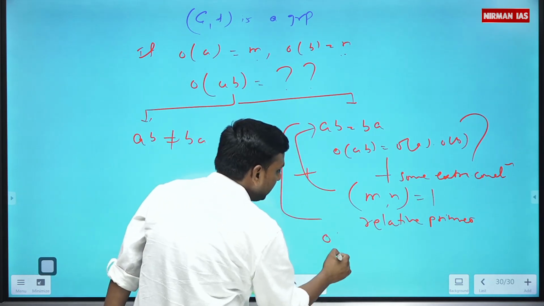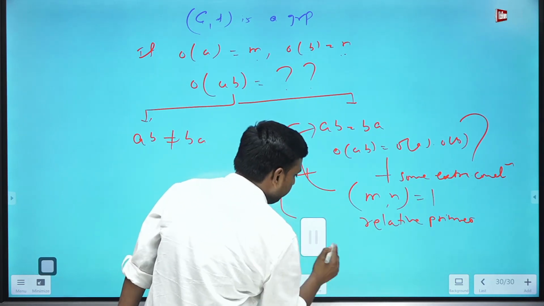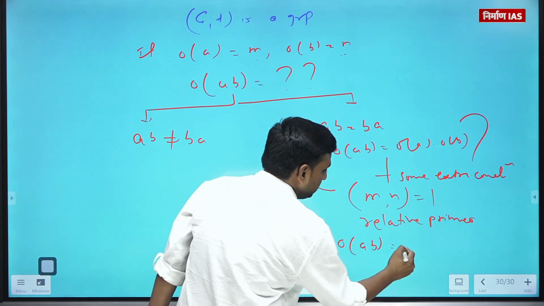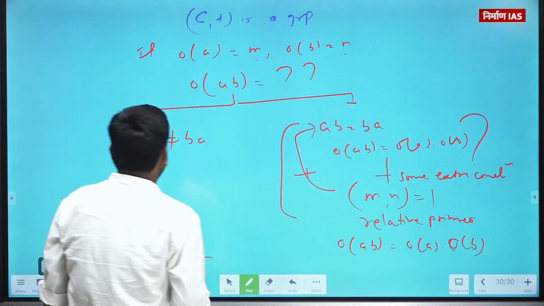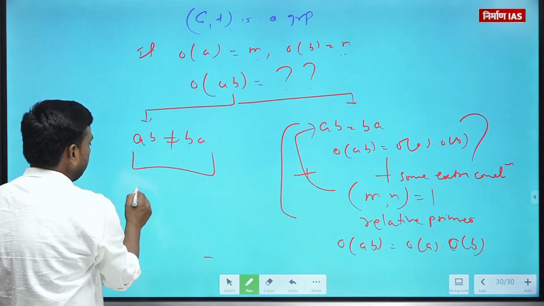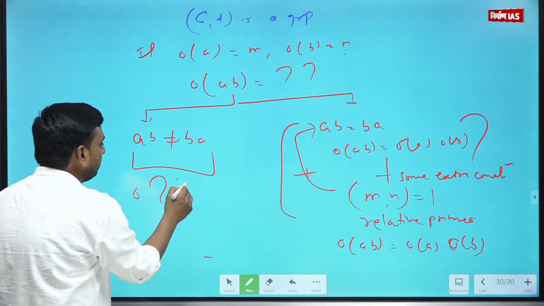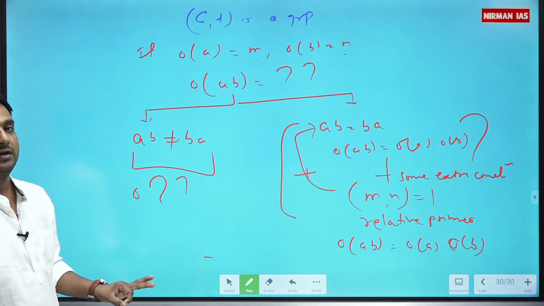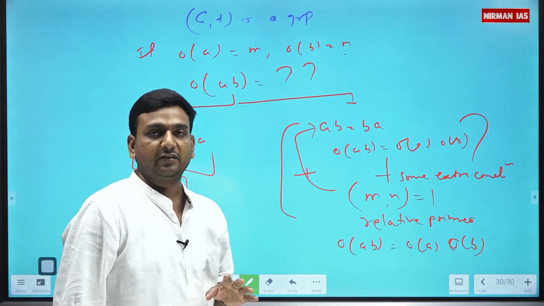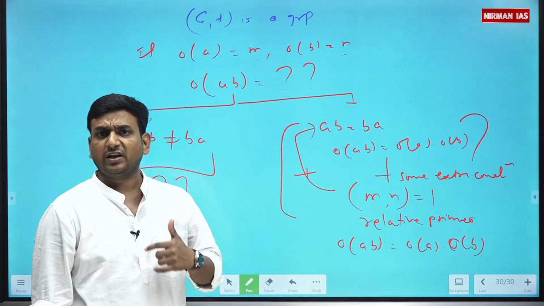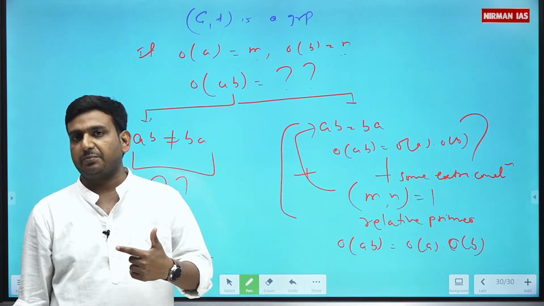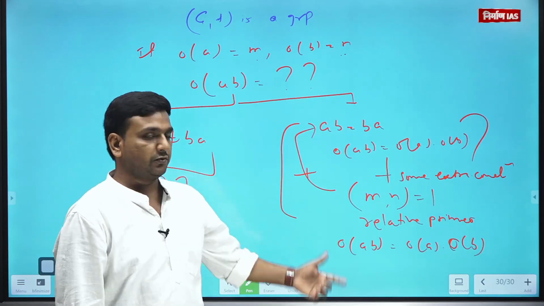In this case, is the order of ab going to be the order of a times the order of b? What about this? Why are we not able to conclude from here? All this we are going to discuss just after the break.